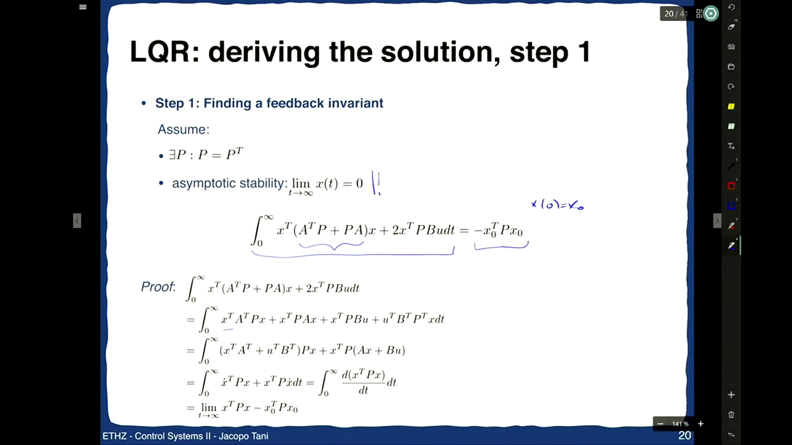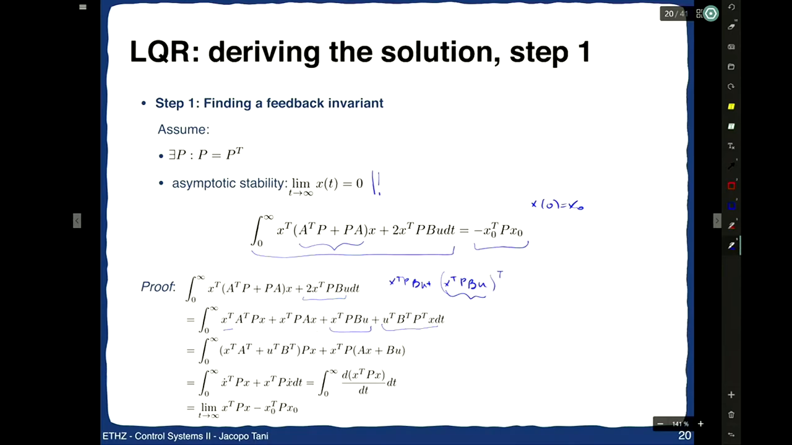And then we express this 2x transpose PBu as the sum of two terms, x transpose PBu plus x transpose PBu. I'm sorry, there's a u as well. And again, this is the same trick we used three times already. These are all scalars, so the scalars are equal to their transposes. So we can just take the transpose of one and write it as x transpose PBu plus u transpose B transpose P x.